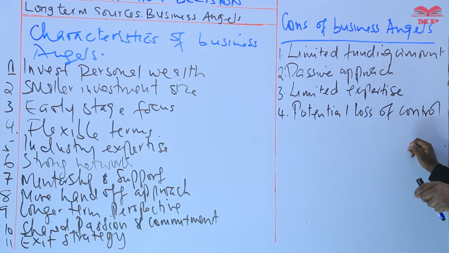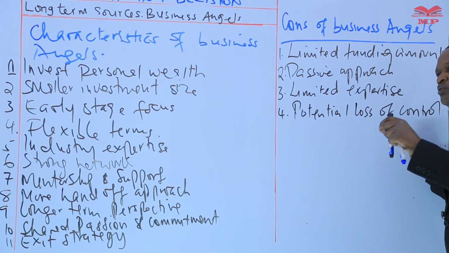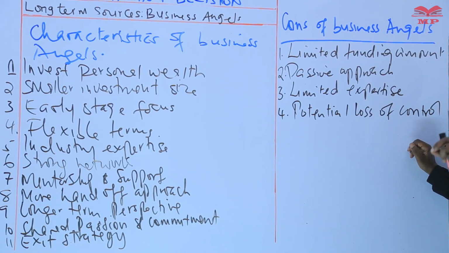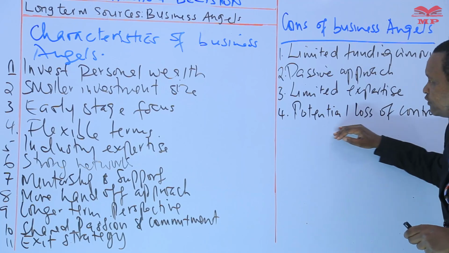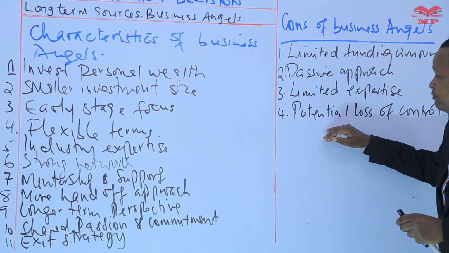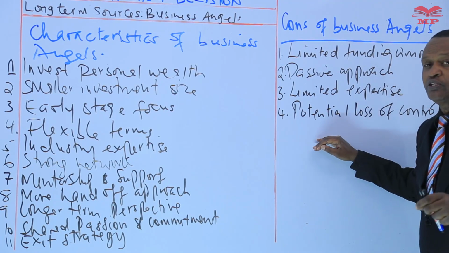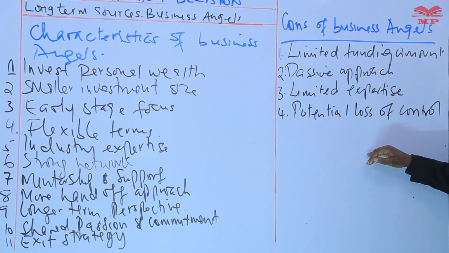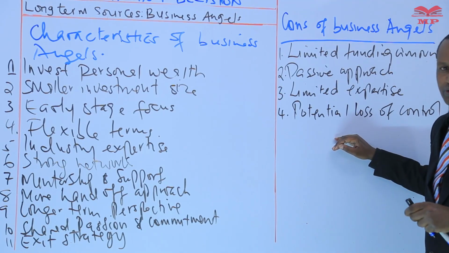You understand? That is in comparison to what we call purely financial investors. So the founder may lose control over the company where the business angel insists on sitting on the board or seeking representation on the board.